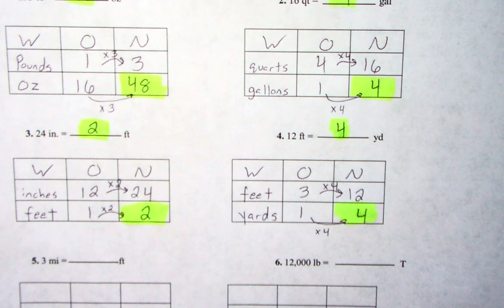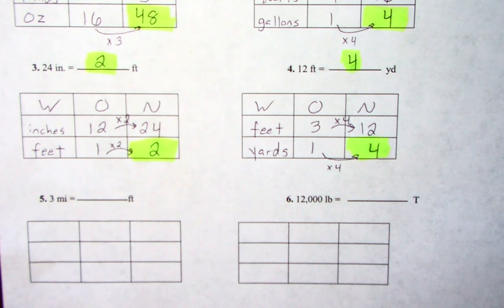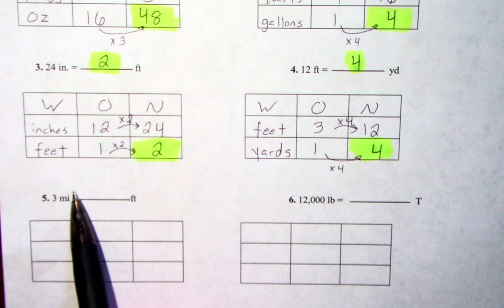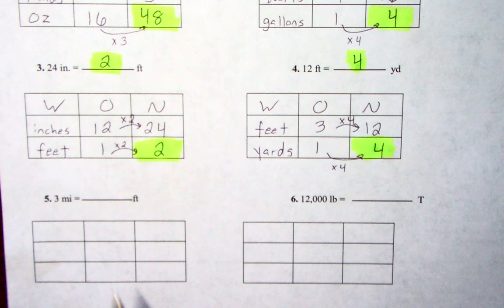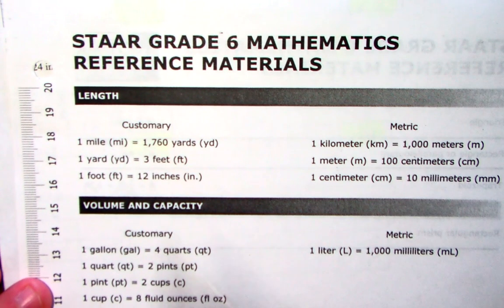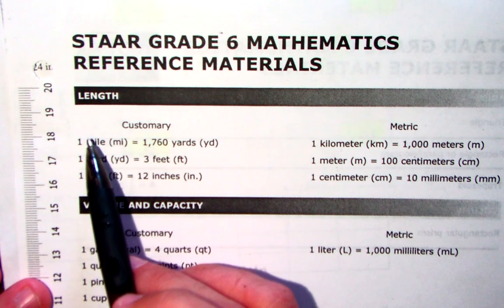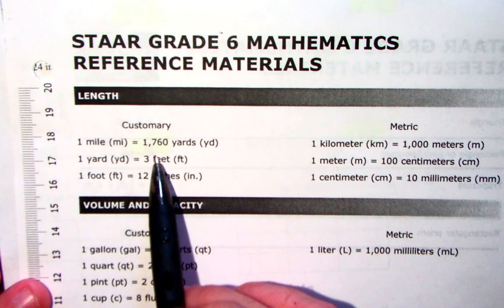Alright, number 5. Oh, this one's going to be a little bit more difficult. From here, we're going from miles to feet. So this is going to be a jump here. Because if we look at our star chart, we can't go from miles to feet. We have to go from miles to yards, and then yards to feet.